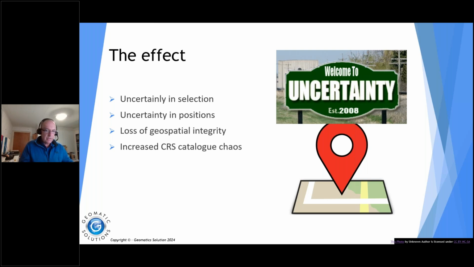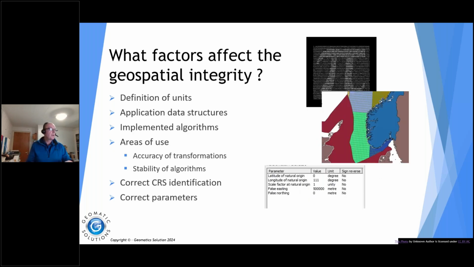So I think the last slide for this part is going to go over what factors actually affect the geospatial integrity. The definition of units is one of utmost importance, really, because everyone likes to use SI units, but SI units may or may not be the answer to everything.